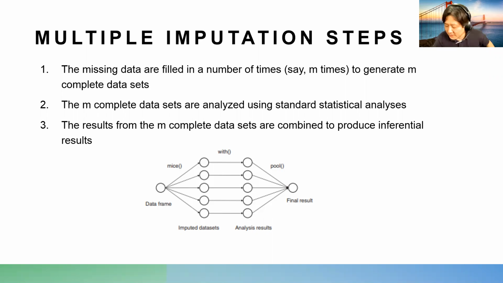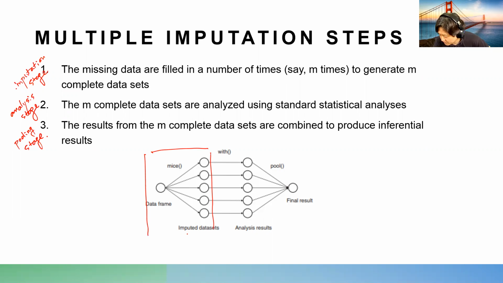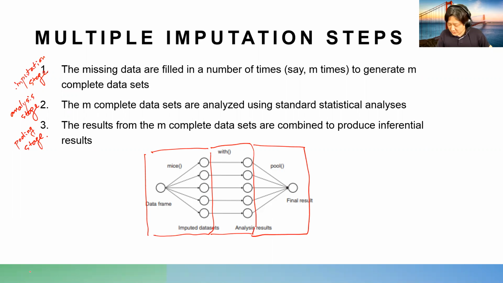Okay, so the first step is called the imputation stage. The second step is called the analysis stage. The third step is called the pooling stage. So this part is the imputation stage, this part is the analysis stage, and this part is the pooling stage. Okay, so let me explain it.